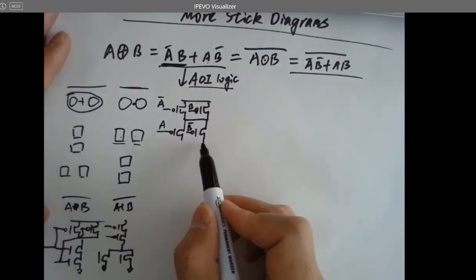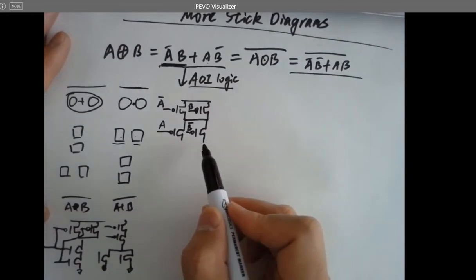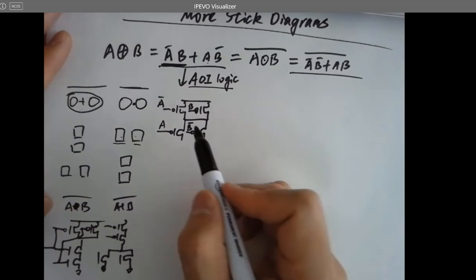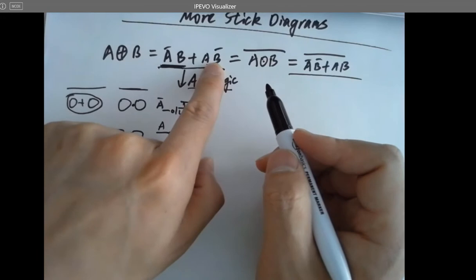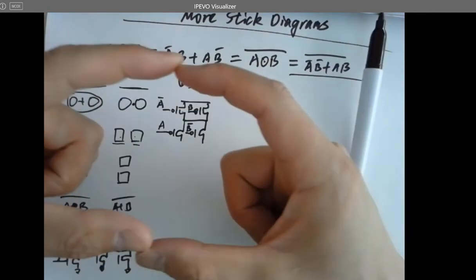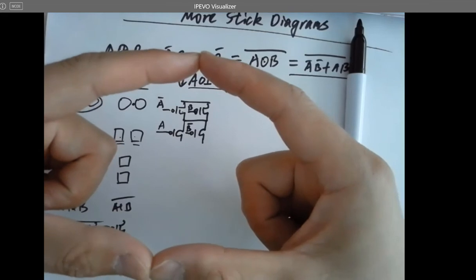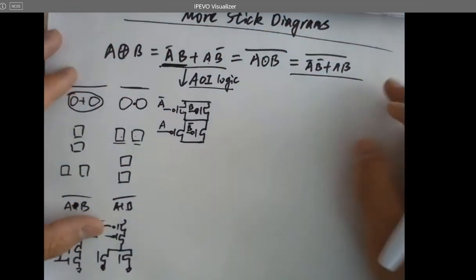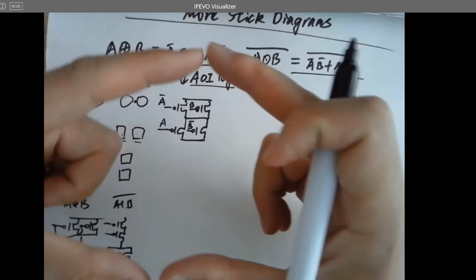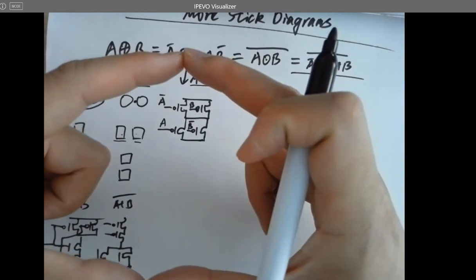Do I want to short them together? Of course, because these two guys are in parallel. What does in parallel mean? That's in parallel, right? You have to close the loop. In parallel, you need to short these two terminals together.